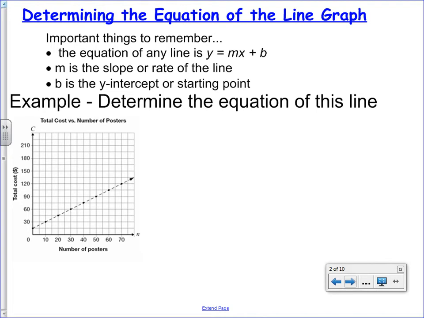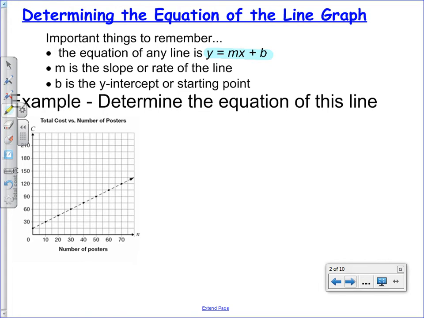Determining the equation of a line when you are given a graph. Important things to remember. Here's a big one. The equation of any line is always y equals mx plus b. And I have here m is the slope or rate of the line. b is the y-intercept or the starting point. So those are some very important things that you have to remember.